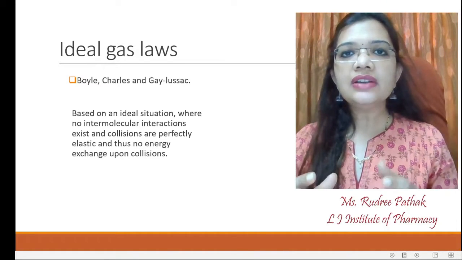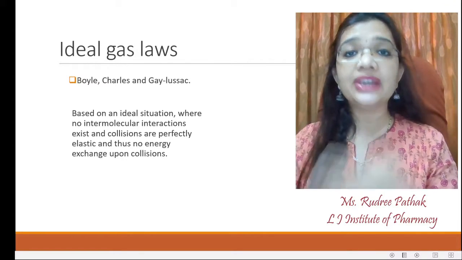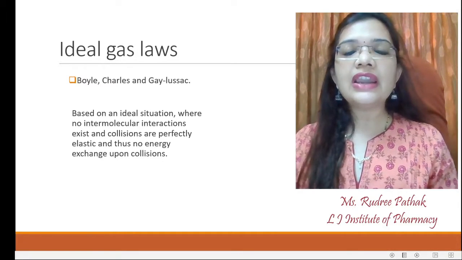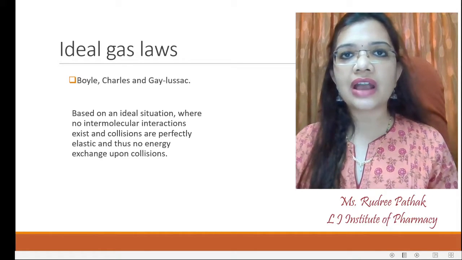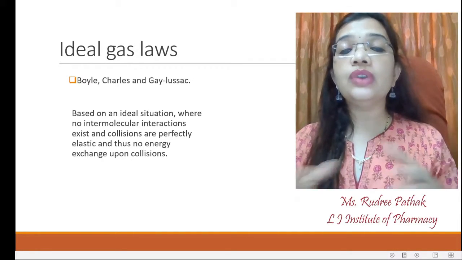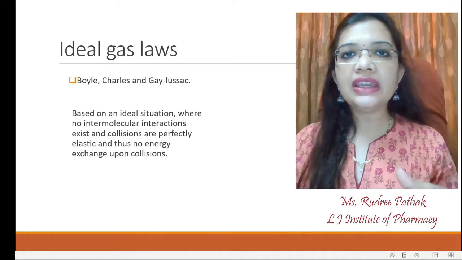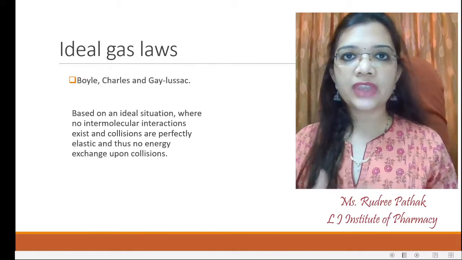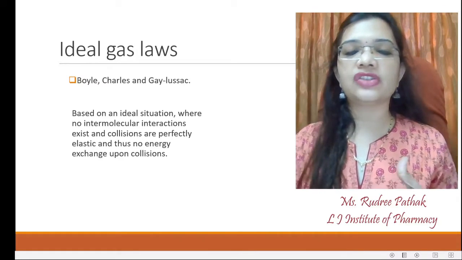Now there are certain assumptions based on which ideal gas laws are defined or derived. It is based on an ideal situation where no intermolecular forces of interaction are going to happen, and even if molecules collide, the collisions would be perfectly elastic without any loss or transfer of energies between the gaseous moieties. So based on this assumption, ideal gas laws come into the picture.